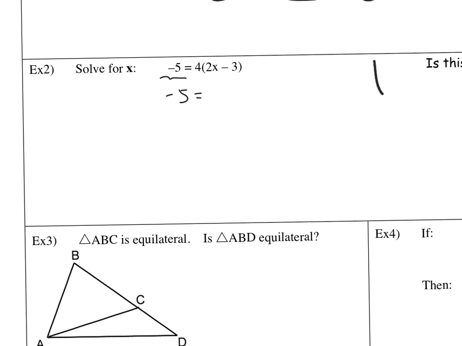So -5 is equal to 8x minus 12, okay? We add 12 to both sides, we get 7 equal to 8x. We divide by 8, we get x is equal to 7/8.